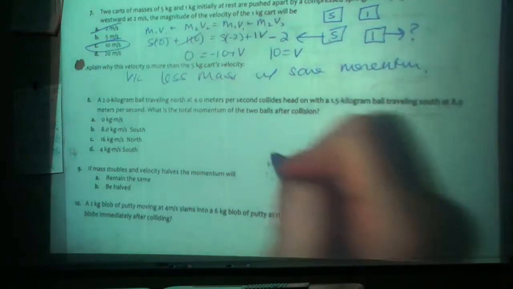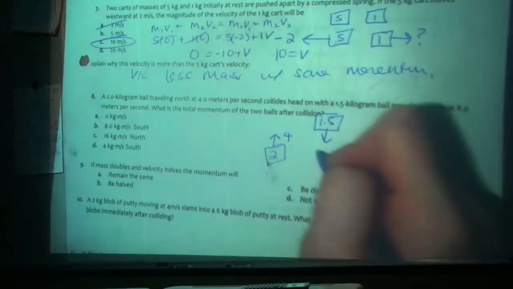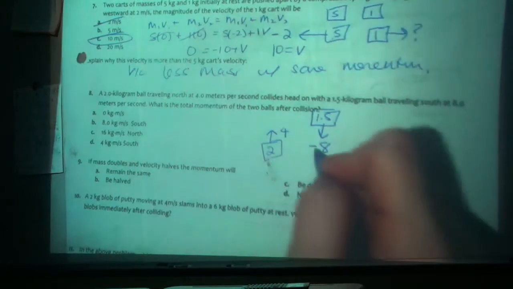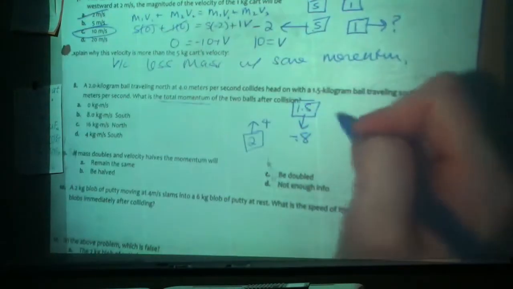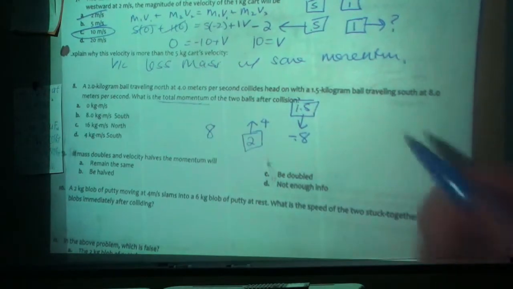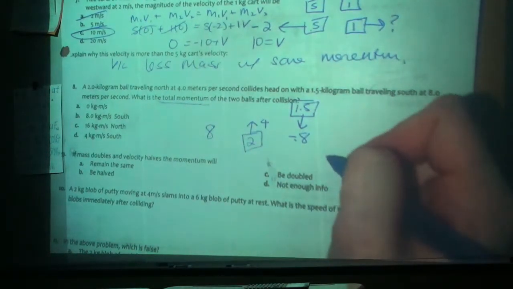A 2 kilogram ball is traveling north at 4 meters per second when it collides with a 1.5 kilogram ball traveling south, meaning in the negative direction, at 8. Make sure you put a negative there. What is the total momentum? So find the momentum of each. This would have a momentum of 8, and this one has a momentum of negative 4.